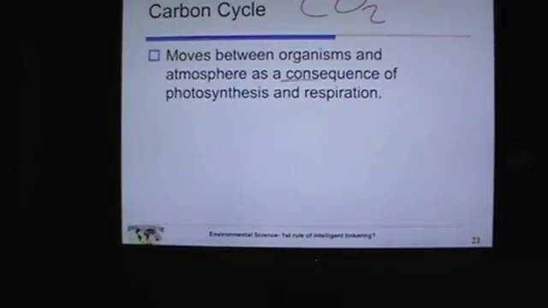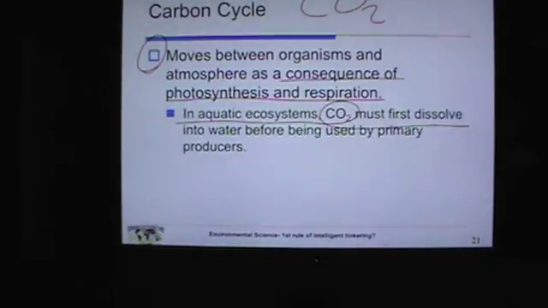Let's illustrate that. Carbon cycle, CO2, carbon dioxide. Please make that association. When I say carbon dioxide and you see that CO2, those are the same things. CO2, carbon dioxide, moves between organisms and the atmosphere because of photosynthesis, plants taking it in and creating sugars, and respiration, taking sugars, breaking them down, releasing that carbon dioxide. In aquatic systems, carbon dioxide has to dissolve in water before it can be used by those primary producers.